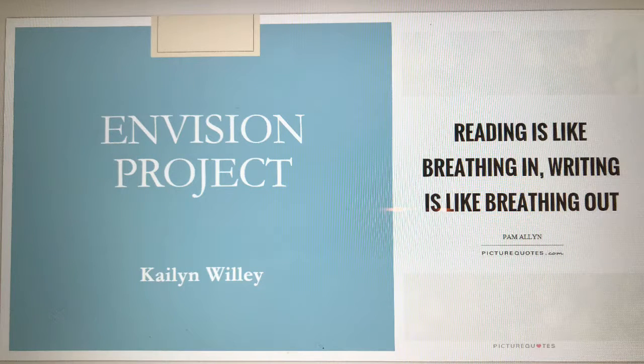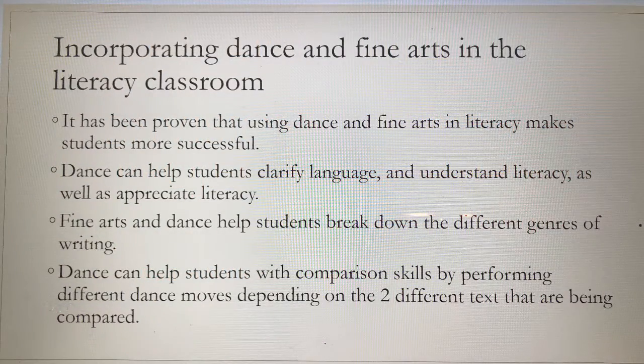For my envision project, I chose to focus on 4 key points. These points include incorporating dance and fine arts into the literacy classroom, circle time, acceptance and student-teacher relationship, as well as a term called Bubble Kids. These 4 points are very important to me. I envision my classroom to have all 4 of these concepts incorporated.